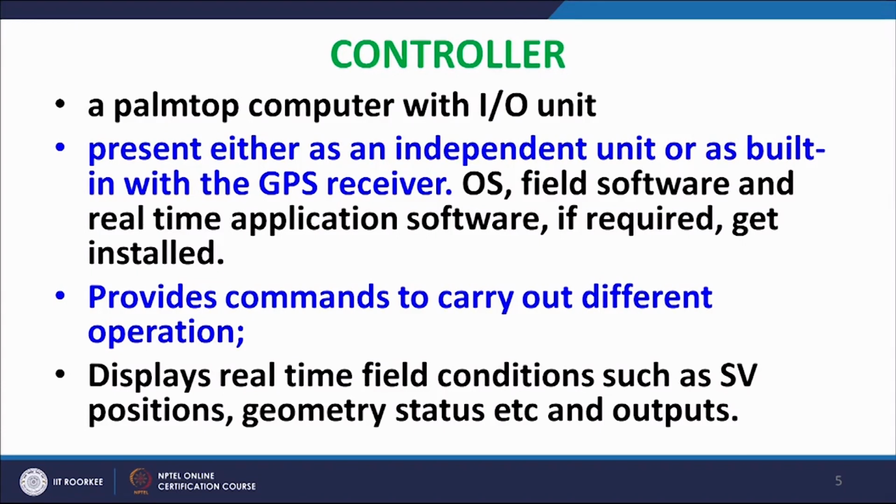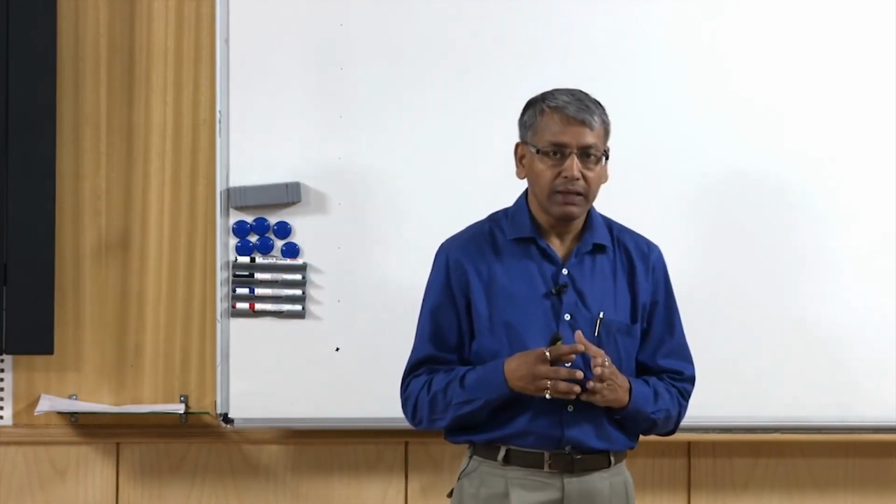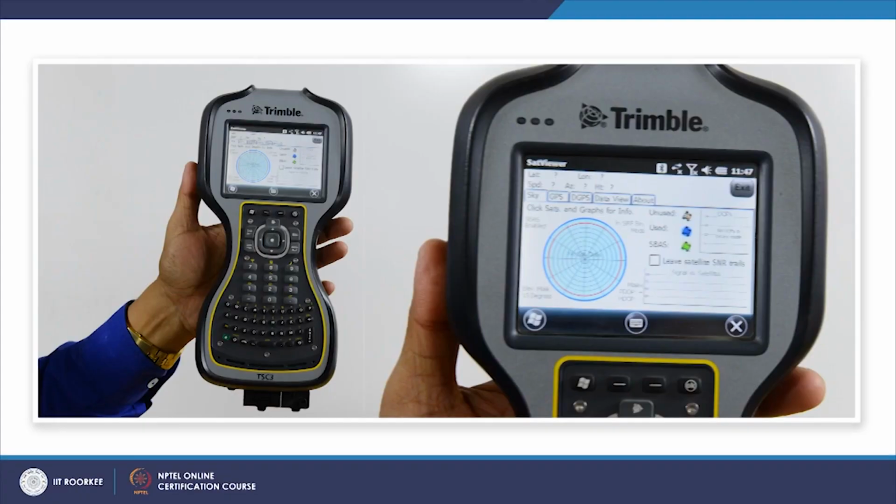Now commercially the controller may be available in different forms. It may be available in an independent way, that means it is independent of the receiver as well as the antenna, or it may be associated with the receiver, or it may be integrated with the receiver as well as the antenna. Let us show some examples.